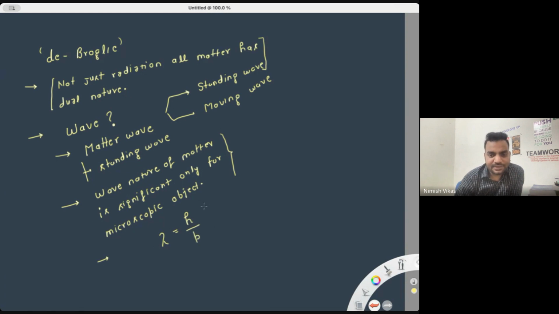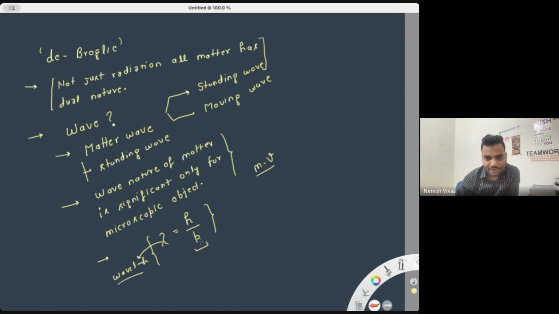This equation was groundbreaking because this equation simply relates wave nature to particle nature. He said any moving object will have a momentum. This p is basically mass into velocity. If there is any moving object, it will have a momentum. And if it is having momentum, it will have a wavelength. So with this relation, it was evident that anything which is moving has a wavelength.